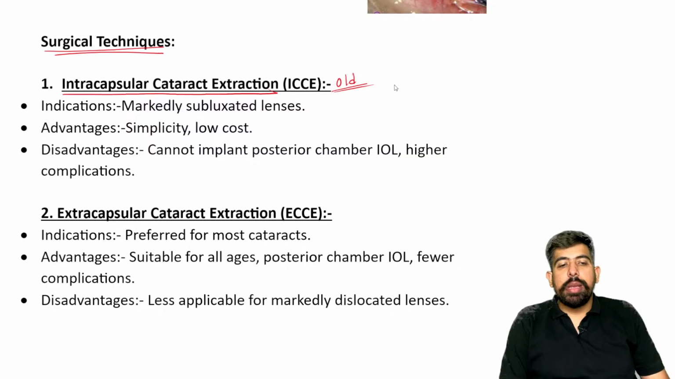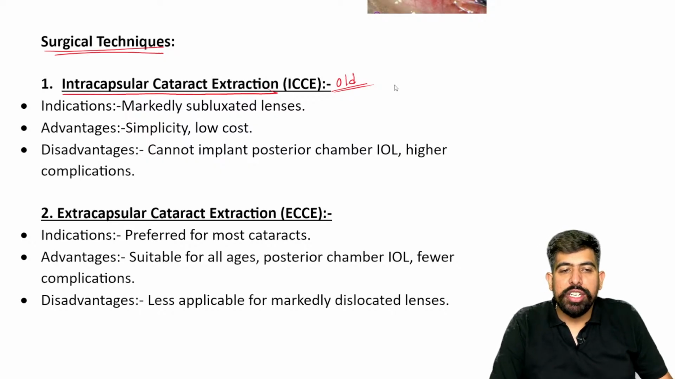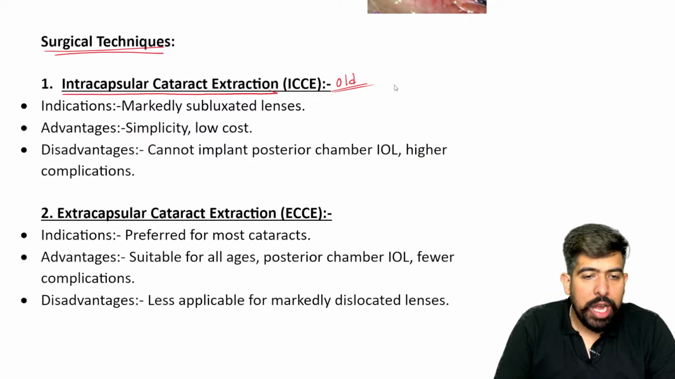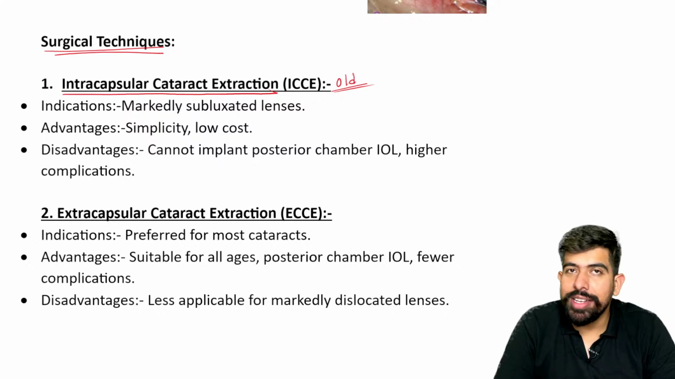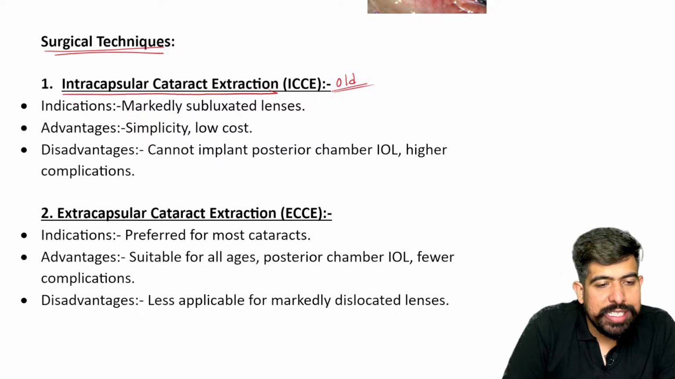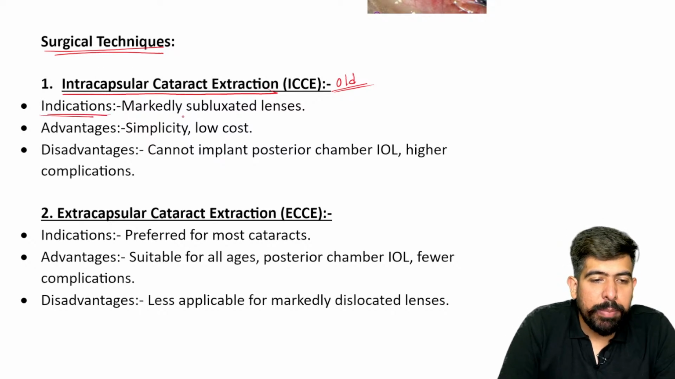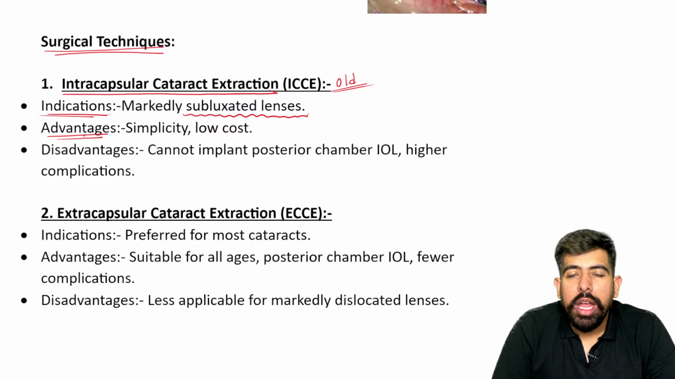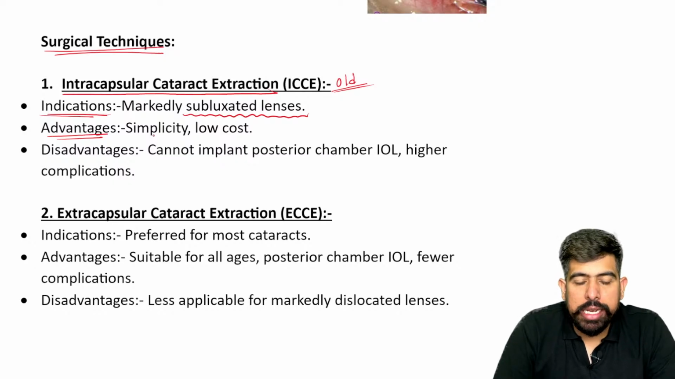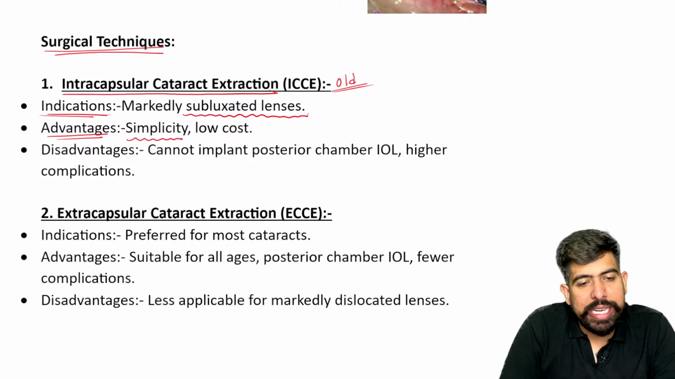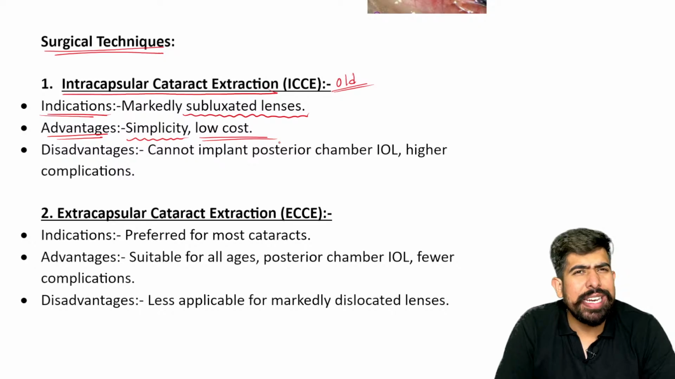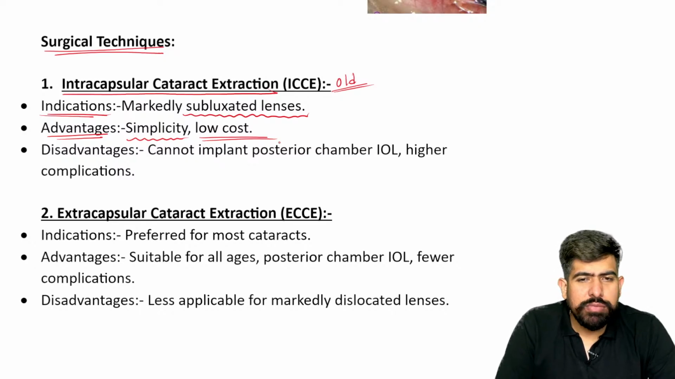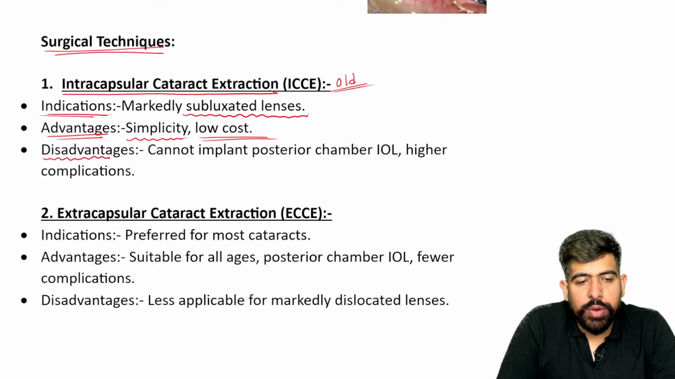But if the patient is coming with a complication, like subluxation of the lens, now we don't have any other option. For such a patient, we have to do this. So the indication is there: if there is a markedly subluxated lens, we have to do this. What is the advantage of this particular surgical technique? That is the simplicity. It is very simple and very low cost. And there are disadvantages also.